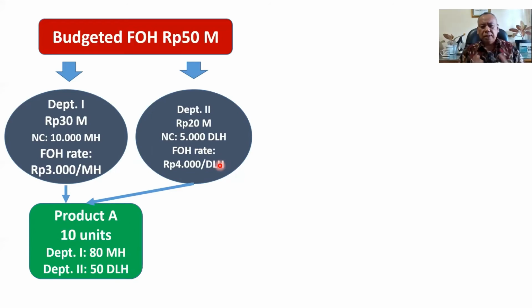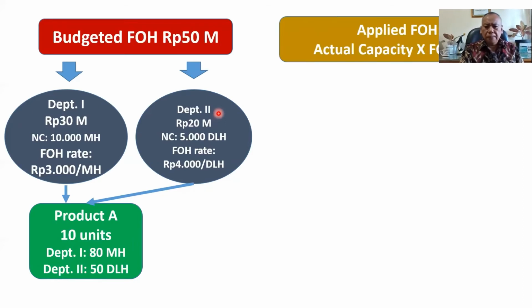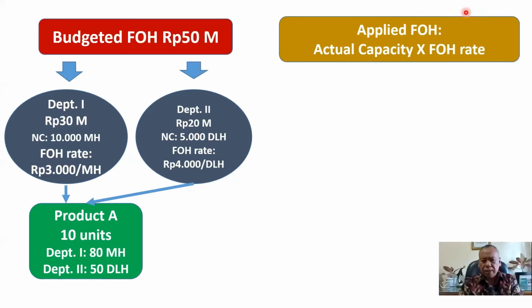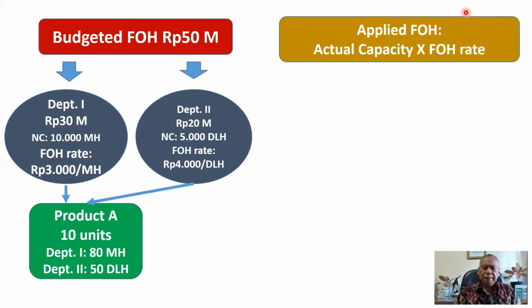So the departmental costs can be assigned to each kind of product. The cost for each department should be assigned to each kind of the product. For example, we produce product A, 10 units, and it takes 80 machine hours in department 1, and then 50 direct labor hours in department 2. So how can we apply this factory overhead cost to product A?